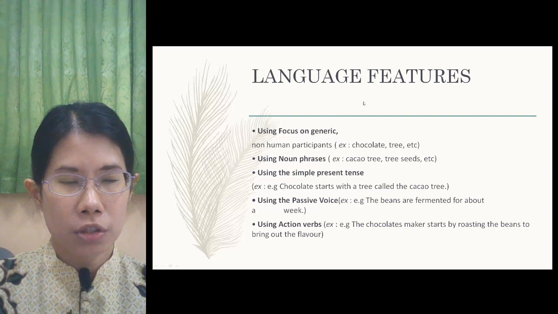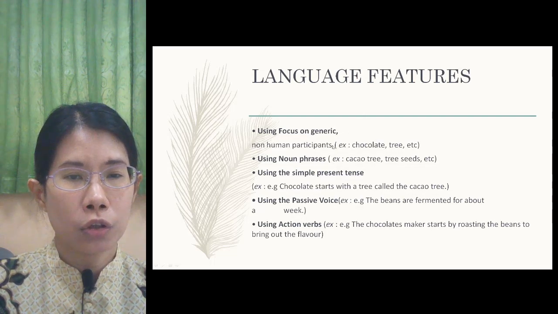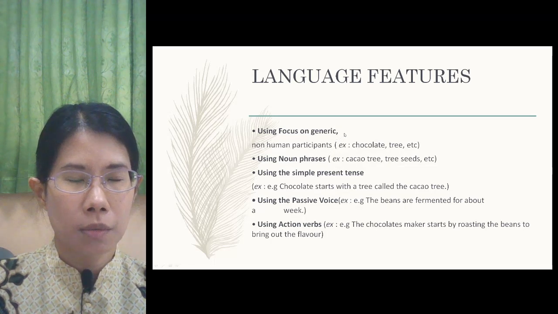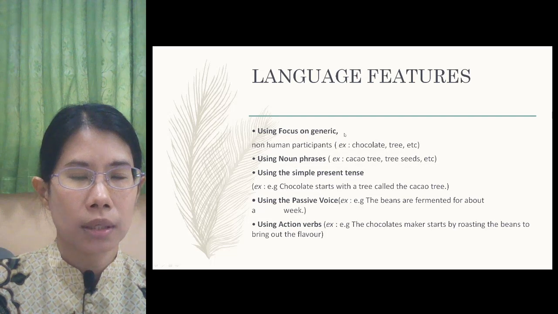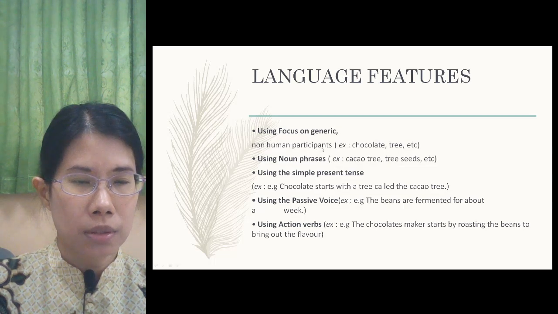How about the language features? There are many language features, but I'm counting down until 7. Focus on generic non-human participants. So when you're describing your friend, it is not an explanation text. It is a descriptive text, because in explanation text, we only refer to non-human participants.